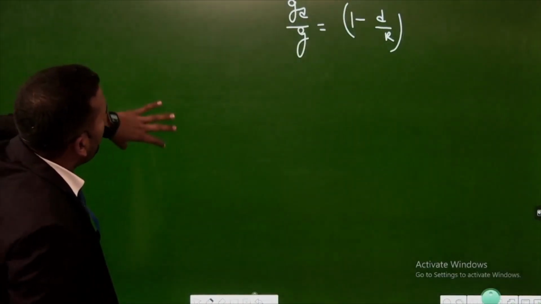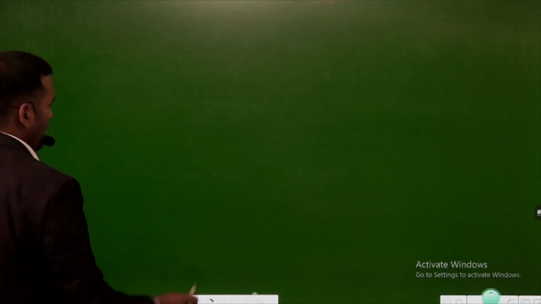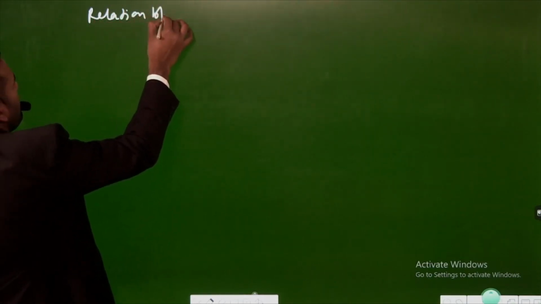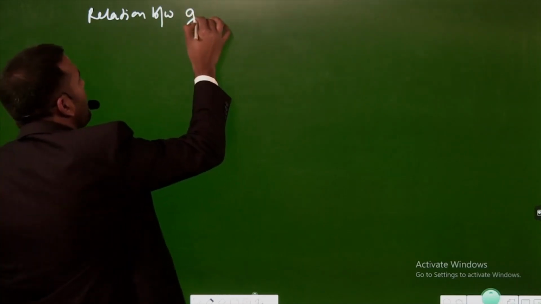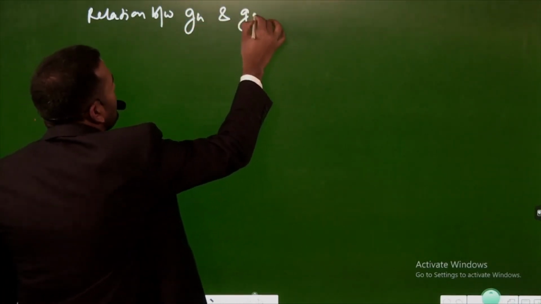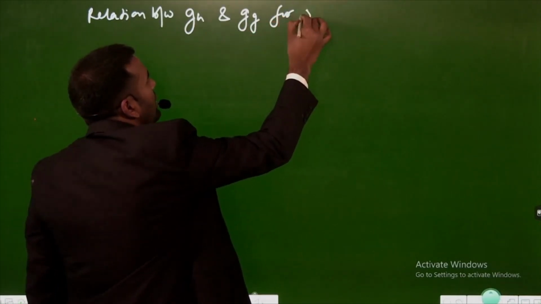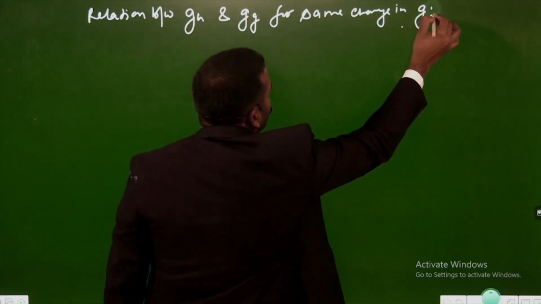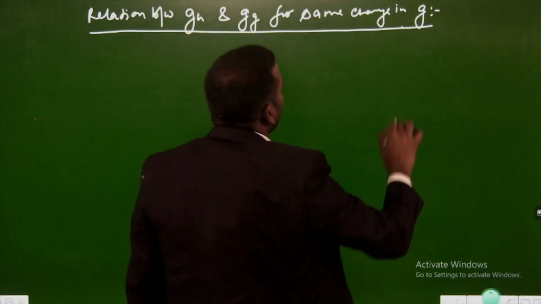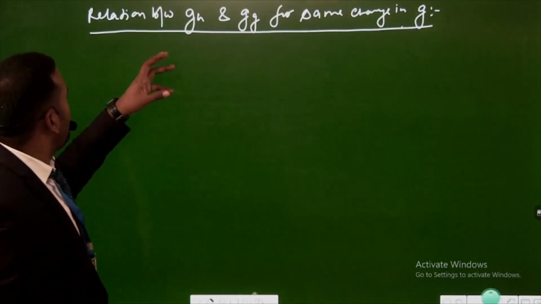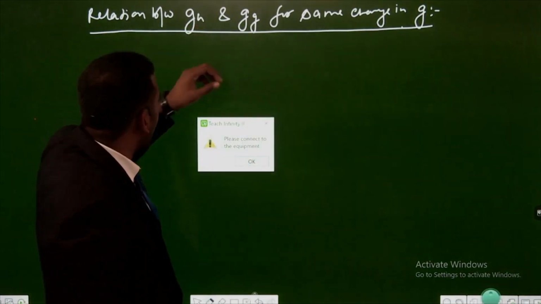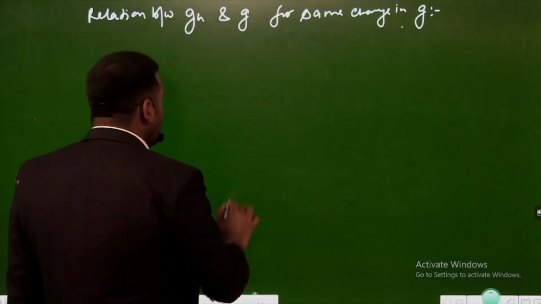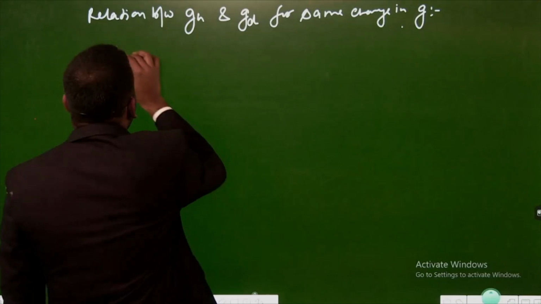a relation between small g_h and g_d for the same change in small g. This relation is also known as the relation between variation at the altitude and the variation in depth, that is, g_d.